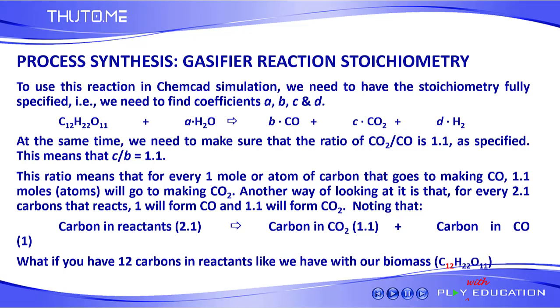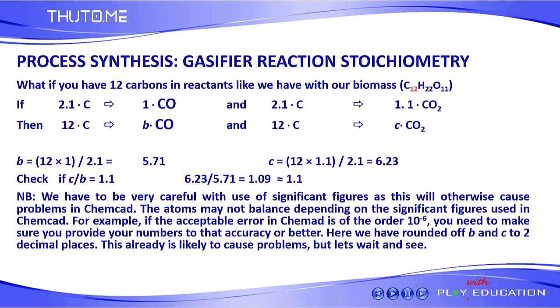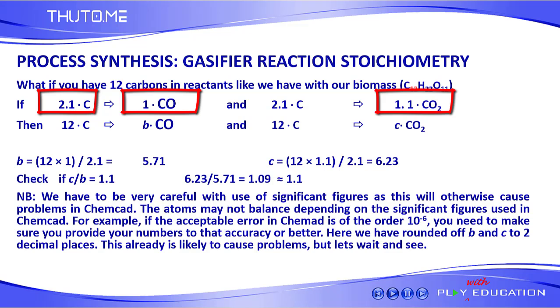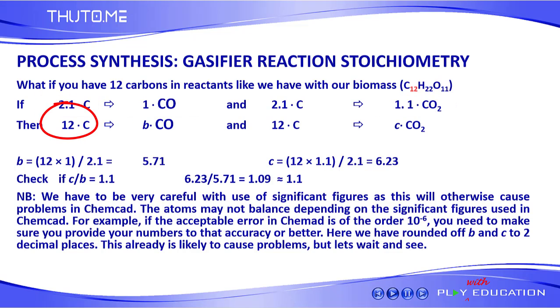I will take you through the calculation to determine A, B, C, and D coefficients so that we have the stoichiometry fully specified. Then we can use the stoichiometry to simulate our stoichiometric reactor in Chemcad. Okay, let's move on. If we have 2.1 carbons forming 1 CO and also forming 1.1 CO2, what will 12 carbons form in terms of CO and CO2?